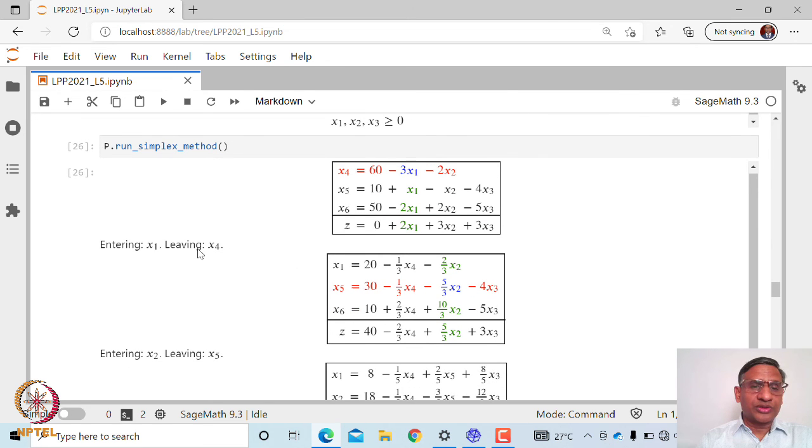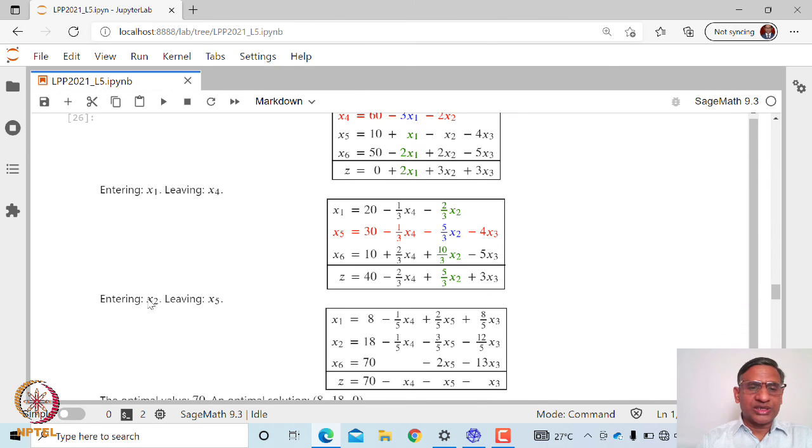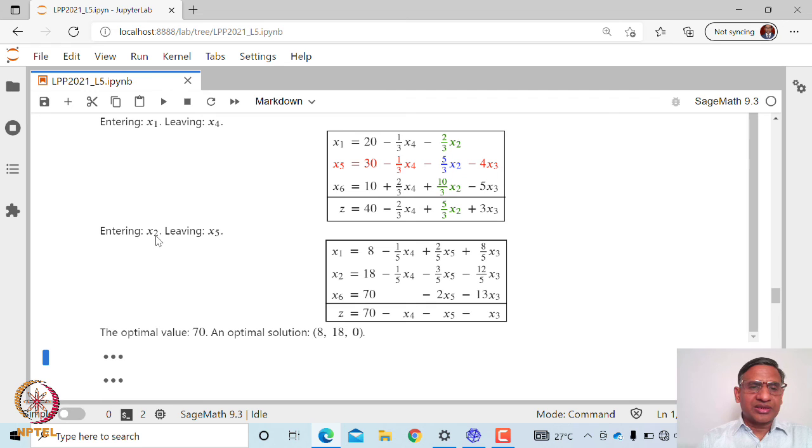Here you can see x1 is entering and x4 is outgoing, and then in the next step x2 is entering and x5 is leaving variable. When you update this, you can see the value of the objective function is 70, and all the coefficients have become negative or non-positive. So that is where you can stop.